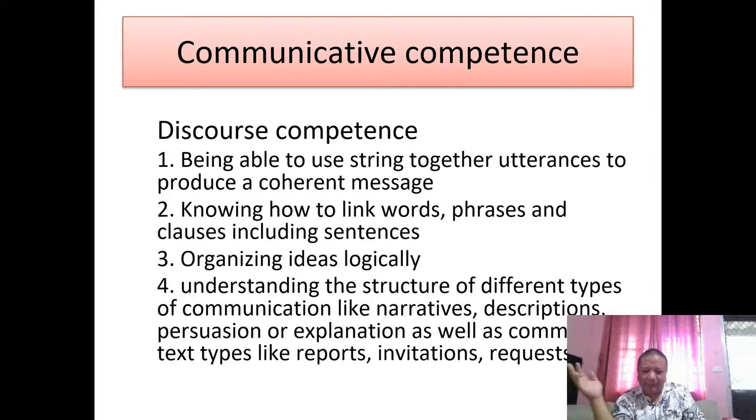That's for speaking. For listening, it involves understanding the structure of different types of communication like narratives, descriptions, persuasion, or explanation, as well as common text types like reports, invitations, requests, etc. So you are familiar with the different deliveries of utterances and language. That's discourse competence.